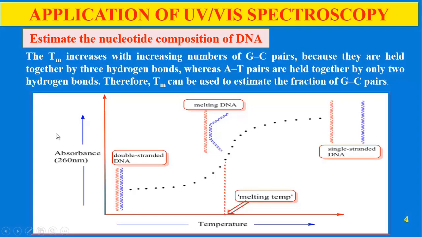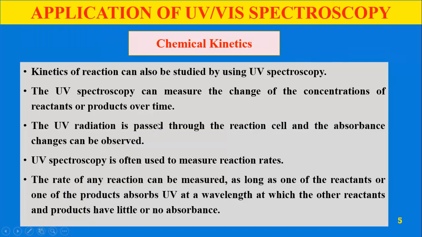But as you see in this graph, as the temperature increases, the double stranded DNA changes into single stranded and it will absorb maximum at 260 nanometer. When it is converted into single stranded DNA, as the temperature increases, its absorbance will increase. So from this we can check that now the DNA changes into nucleotide. So we can determine this by using UV visible spectroscopy.